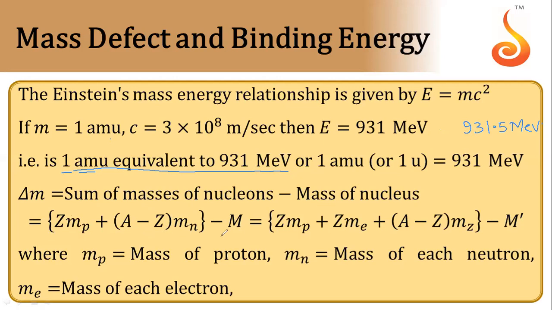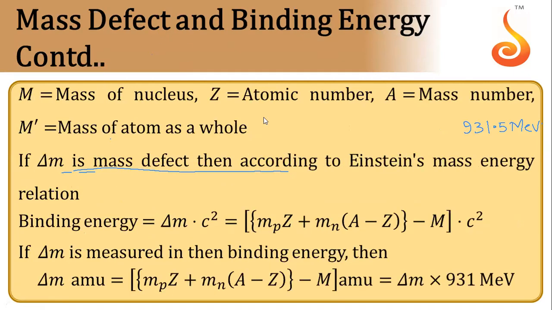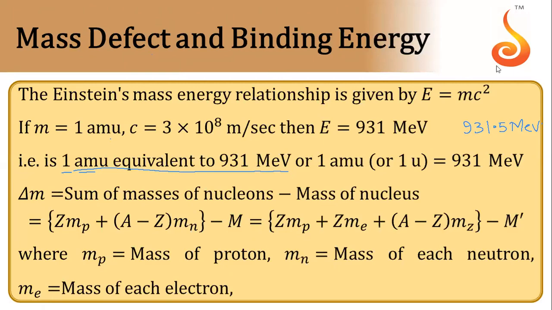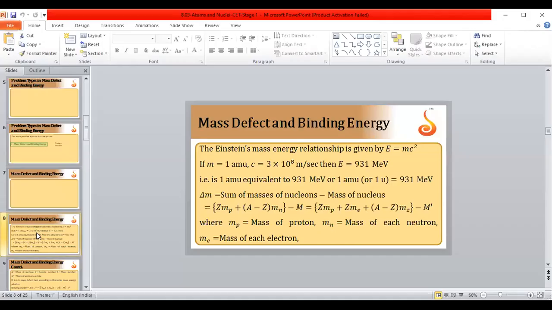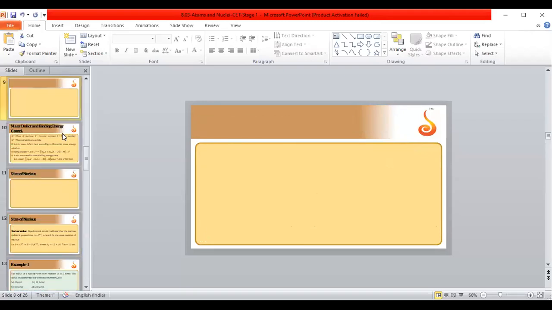So we have this relation. We can also derive this relation. Let's say we have been given an element whose mass they have given as X AMU. Its atomic number is given as Z and atomic mass number is given as A.